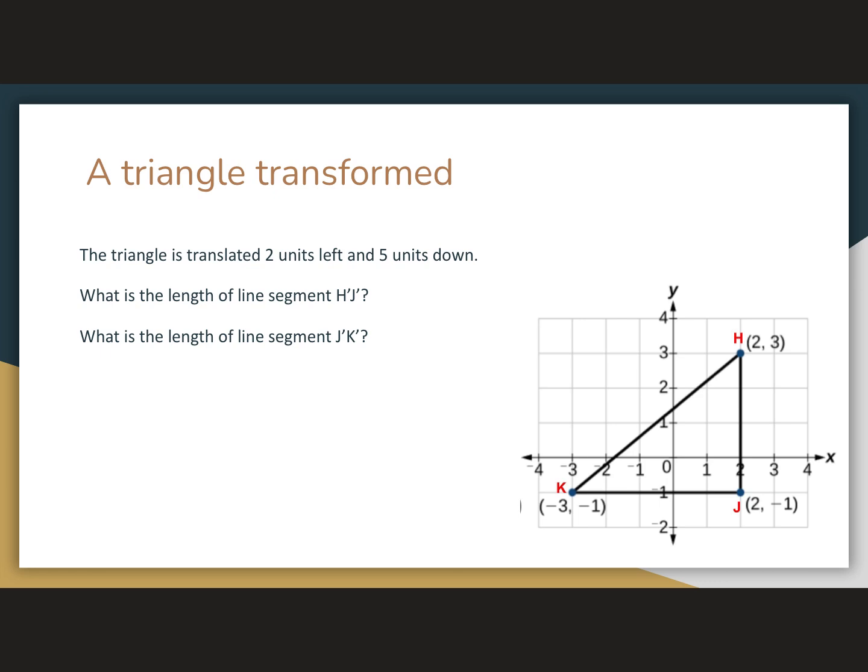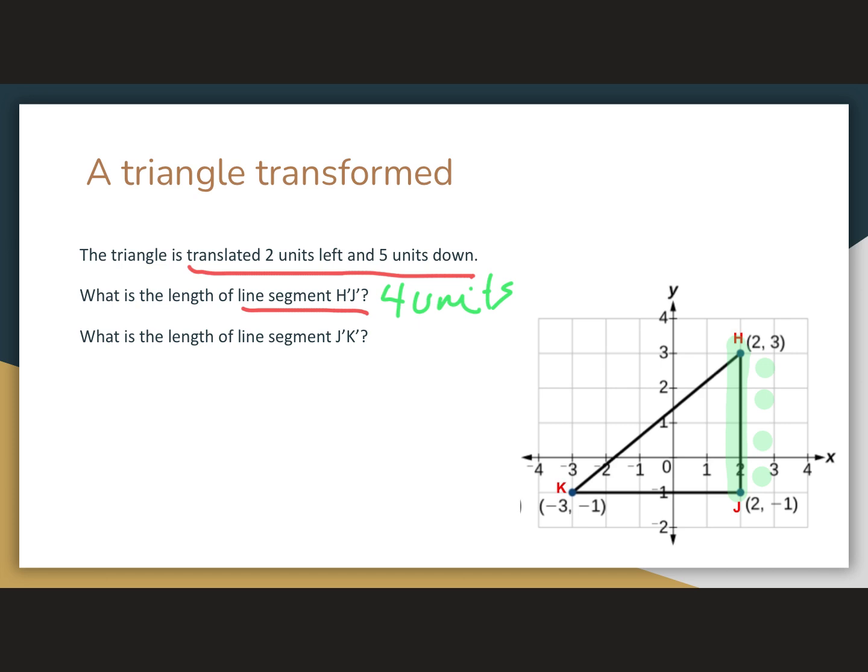So now let's look at this triangle. So this triangle is going to be translated 2 units left and 5 units down. Okay? So what is the length of line segment H prime J prime? Well, we know that line segment H prime J prime would be the same as line segment HJ. And that one is 1, 2, 3, 4 units. That means that the new image will still be 4 units.